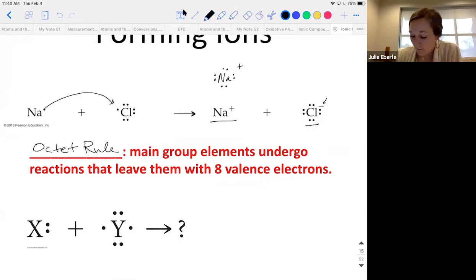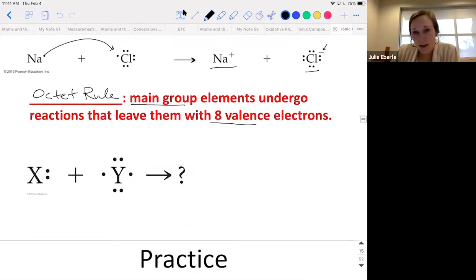which says that main group elements, so that's not all elements, you know how to count main groups, only the main group elements undergo reactions that leave them with 8 valence electrons. So here's what I want you to know, what the octet rule says for exam 1, and I want you to know the significance of it. Okay, what does it allow us to do? It allows us to predict whether atoms will give away or receive electrons, and it allows us to predict what kind of charge those ions will then have because of that. This is just for the main groups.